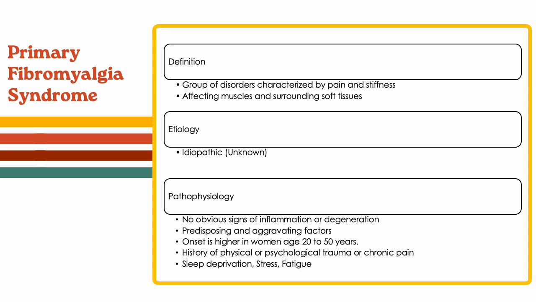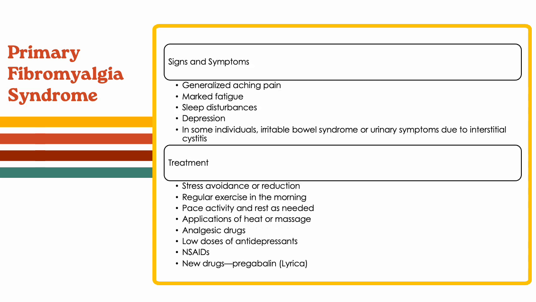You have predisposing and or aggravating factors. The onset is higher in women ages 20 to 50 years old, and you may have a history of physical or psychological trauma or even chronic pain. It can present itself as stress, fatigue, and sleep deprivation. Signs and symptoms include generalized aching pain, marked fatigue, sleep disturbances, depression. You may even see irritable bowel syndrome or urinary symptoms due to interstitial cystitis.